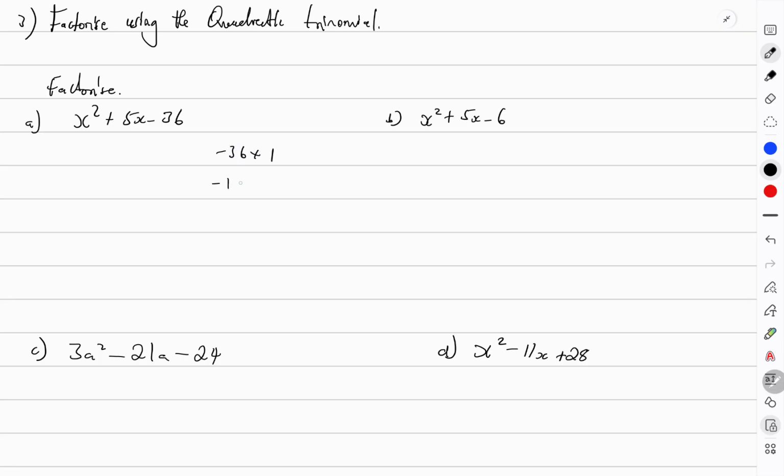I'll have negative 1 times 36. This will give us 36, but then if you put a plus, they won't give us a positive 5. 6 times 6 is 36. Negative 6 times 6 will give us 36. That is not going to work. 12 times 3 will give us what? 36. Yes, we agree. Negative 12 times 3, negative 36. 12 times negative 3, negative 36.